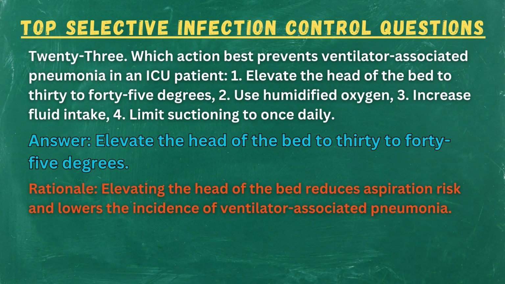23. Which action best prevents ventilator-associated pneumonia in an ICU patient? 1. Elevate the head of the bed to 30 to 45 degrees. 2. Use humidified oxygen. 3. Increase fluid intake. 4. Limit suctioning to once daily. Answer. Elevate the head of the bed to 30 to 45 degrees. Rationale. Elevating the head of the bed reduces aspiration risk and lowers the incidence of ventilator-associated pneumonia.